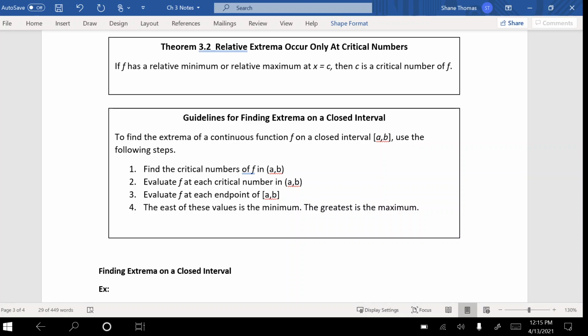So here are some guidelines for finding extrema on a closed interval. To find the extrema of a continuous function f on a closed interval from a to b, we're going to use the following steps. First, you want to find the critical numbers of f in (a, b). You want to evaluate f at each critical number in (a, b). You want to evaluate f at each endpoint. The least of these values is the minimum, and the greatest is going to be the maximum. All right, here we go.